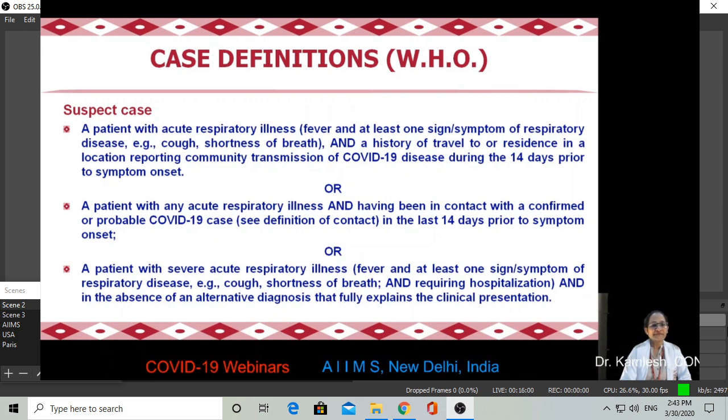Now, there are certain case definitions that we ought to be aware of, like who is a suspect case. A patient with acute respiratory illness and a history of travel to or residence in a location reporting community transmission of COVID-19 disease during the 14 days prior to symptom onset, or a patient with any acute respiratory illness who has been in contact with a confirmed or probable COVID-19 case in the last 14 days prior to symptom onset, or even a patient with severe acute respiratory illness requiring hospitalization, in the absence of an alternative diagnosis that fully explains the clinical presentation.